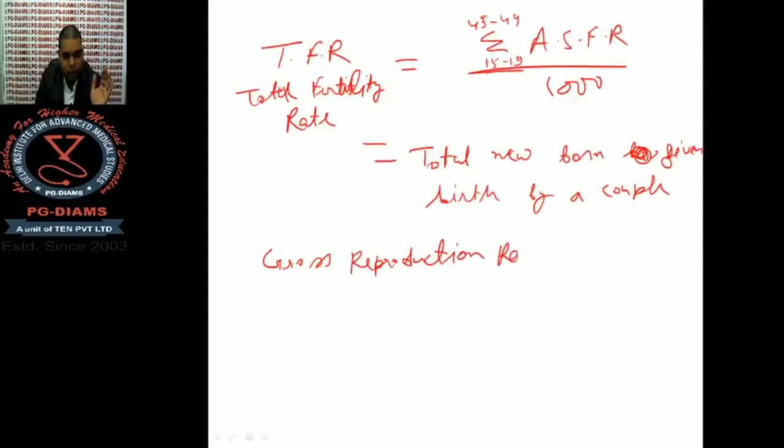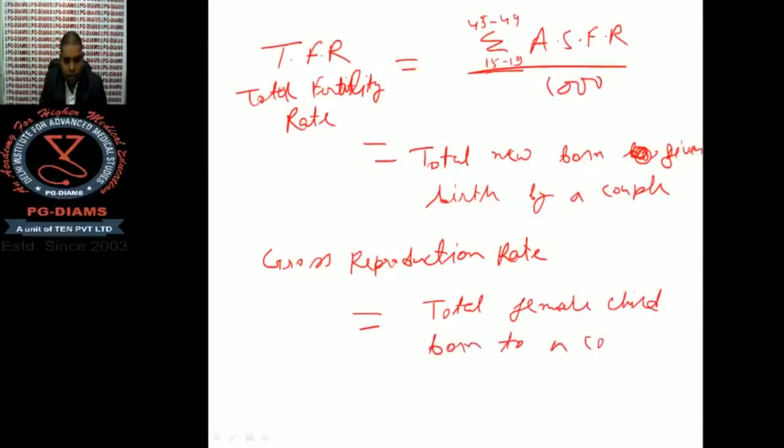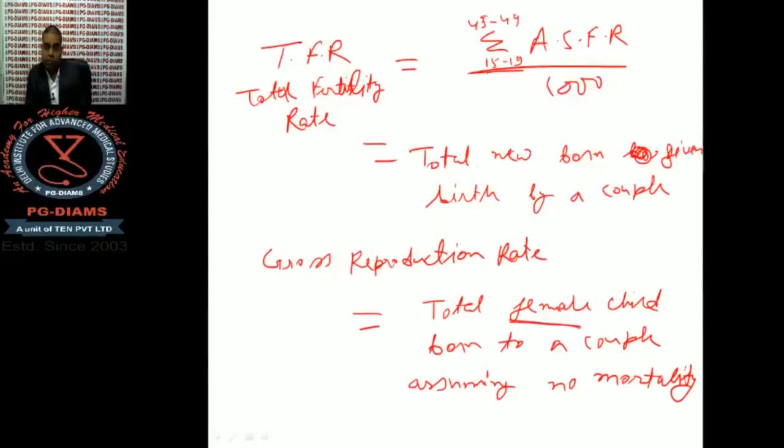Okay. Gross reproduction rate is the total female child born to a couple, assuming no mortality. That means total newborn is taken in total fertility rate, and only female is taken in gross reproduction rate.